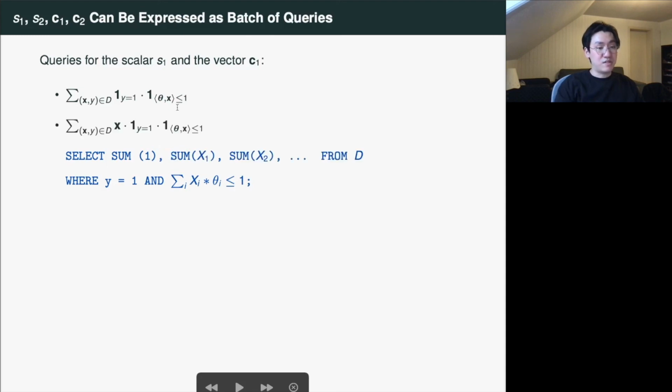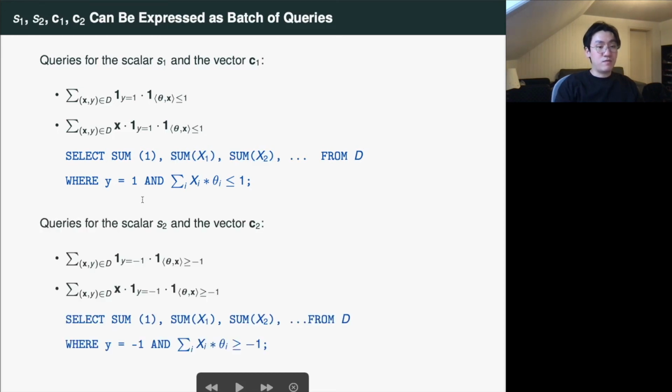C1 is a vector. The only difference between C1 and S1 is that we have an x in the definition here. This means instead of counting the number of tuples like in S1, we sum the values in vector x over the dataset. So the result is a vector. For each entry in the vector, we add an aggregate sum of the values for that attribute to the query. We can add it because they are under the same conditions.